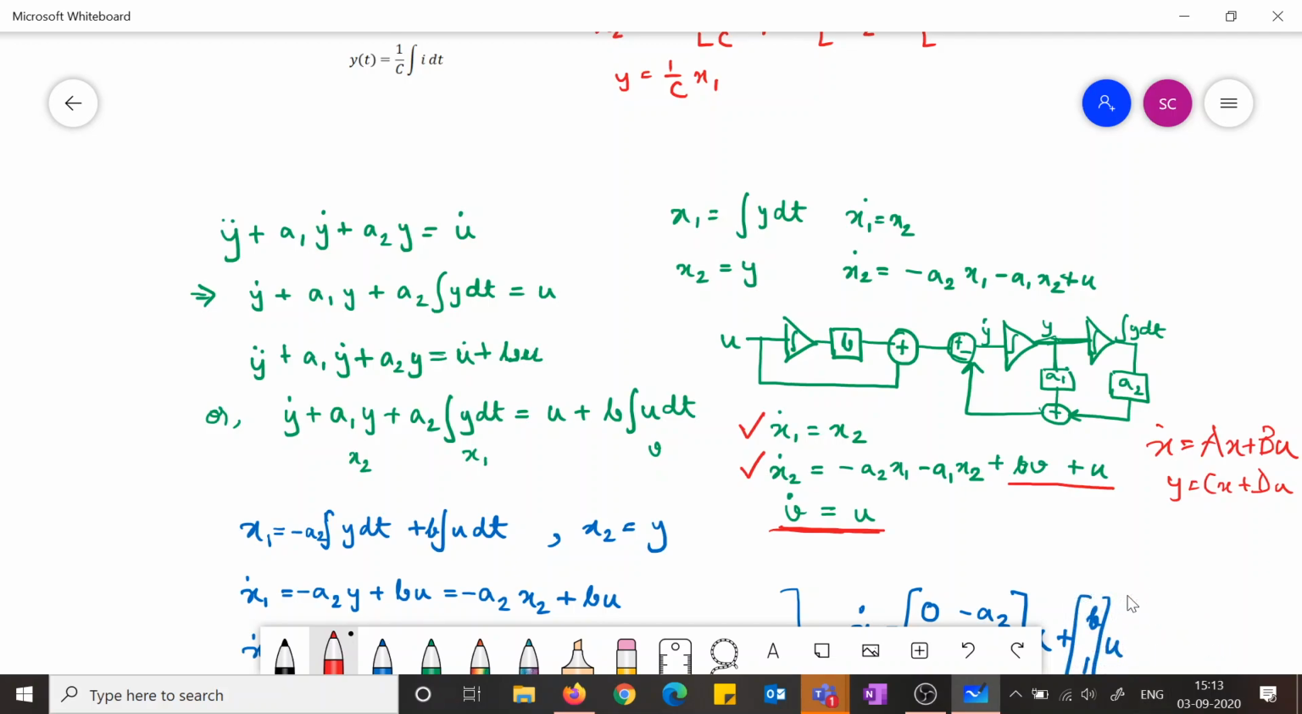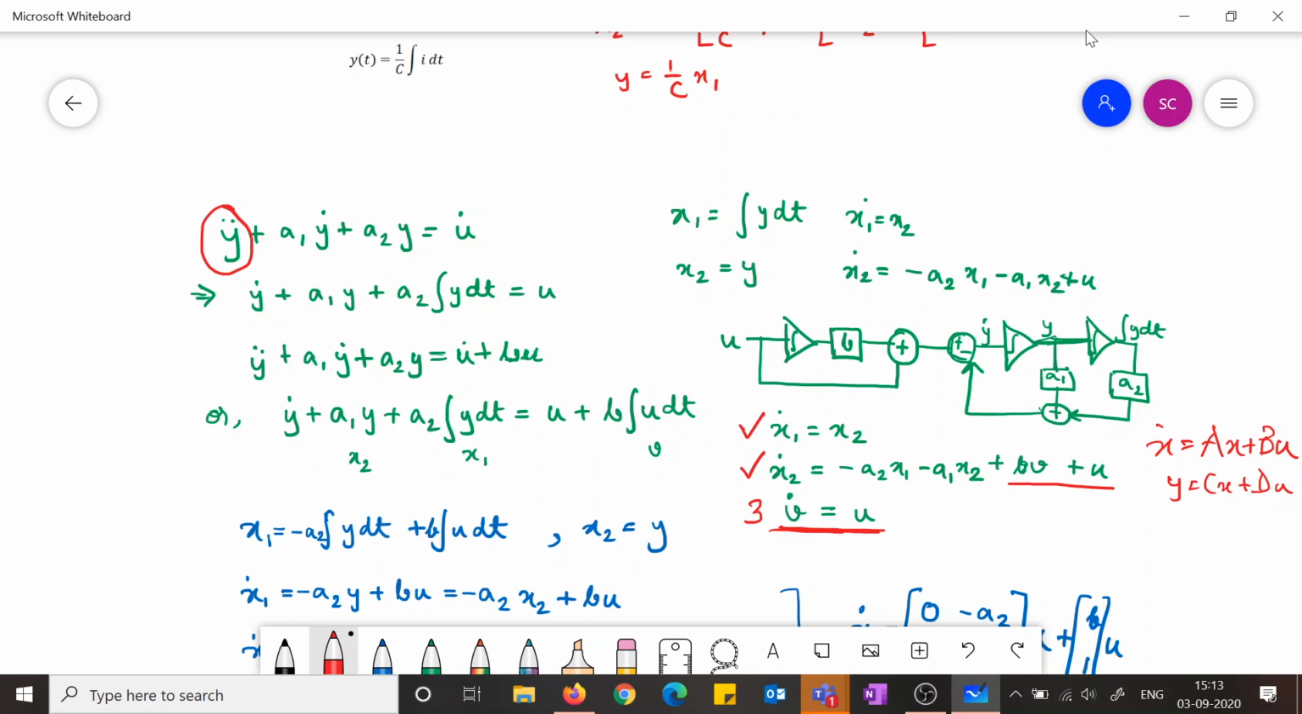Now you notice one thing, that I had clearly told you that the number of states that we need in order to represent a system in the state space realization is equal to the order of the system. The order of the system here is 2, because that is the maximum derivative of the output. However, here we have utilized 3 states, so this is the third state. So it is behaving like a state.